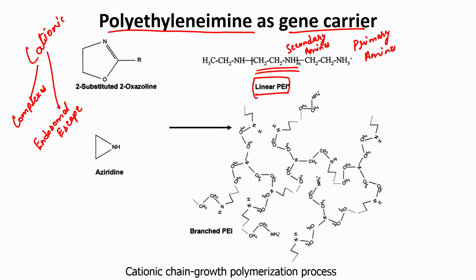But as you can see from the structure, there are actually no tertiary amine. So, that is what the linear PEI is, but you can polymerize it further to get branched PEI, and now what you have is all kinds of amines. You can see here you have primary amine, here you have secondary amine, and then in the structure you also have tertiary amine.